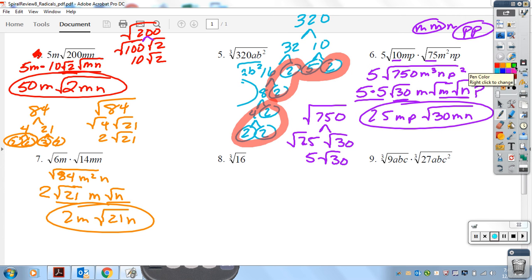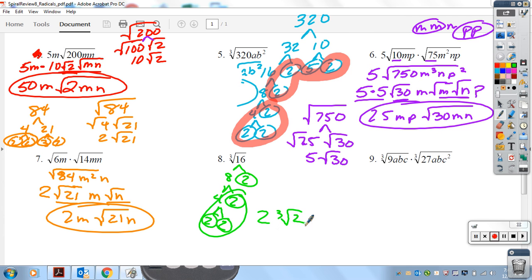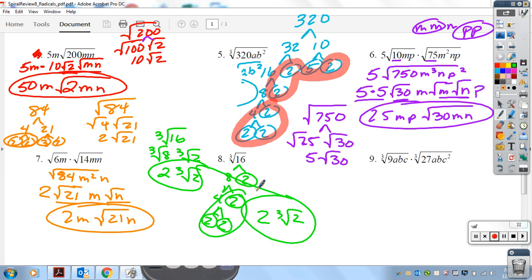8, 16, we could break down 16 as 8 times 2. 2 is a prime. 8 is 4 times 2. 2 is a prime. 4 is 2 times 2, both of which are prime. Since it's the cube root, I'm looking for a triplet. So there's a triplet of 2's and 1 2 by itself. You also could have broken it down knowing that 8 is a perfect cube. So 8 times 2, 16. Cube root of 8 is 2, so 2 cube root of 2. Same thing using either method.